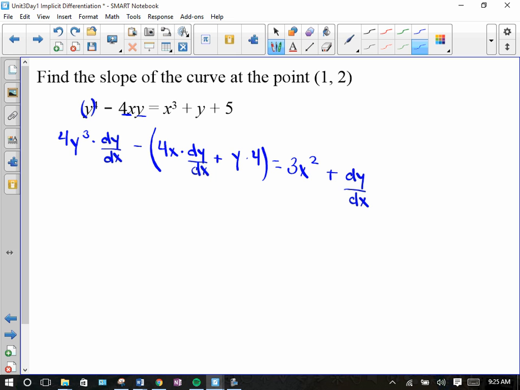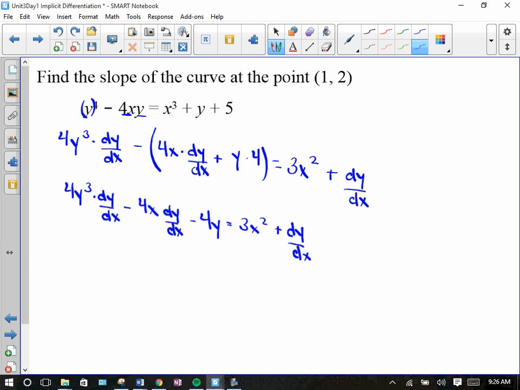Alright, so let's go ahead and make this all look a little bit nicer without the parentheses. So we have 4y cubed times dy dx, minus 4x dy dx, and then minus 4y, which is equal to 3x squared plus dy dx.